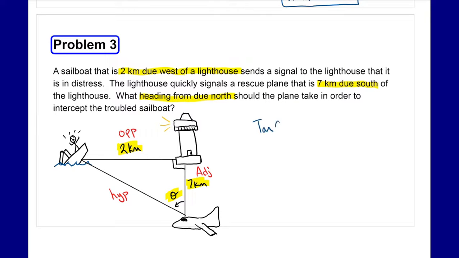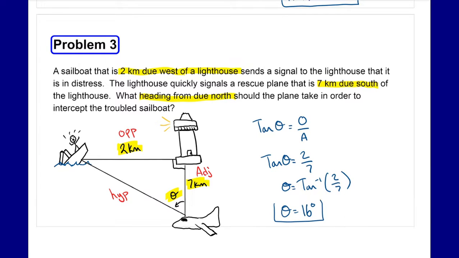So again, we are dealing with tan. So tan is opposite over adjacent. We can plug in all our information. So 2 over 7. And again, anytime we're trying to find an angle, we use the inverse. So tan negative 1 of 2 divided by 7. And we get an angle of 15.95, or we can say we'll round it to 16 degrees.